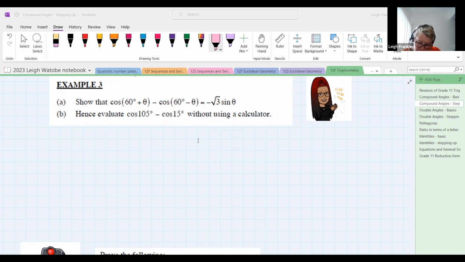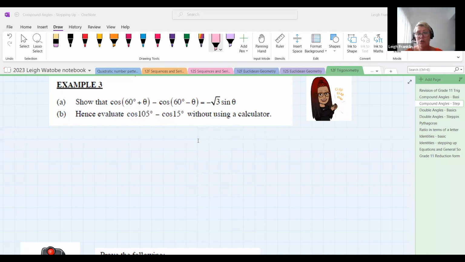Last year, when you were in grade 11, your teacher at school would have shown you how to prove identities. It's very important to understand that when we are proving an identity, we are not solving an equation. We are proving that an expression equals something else after it is simplified. So we can't do the same thing to both sides. We are working with one side only.